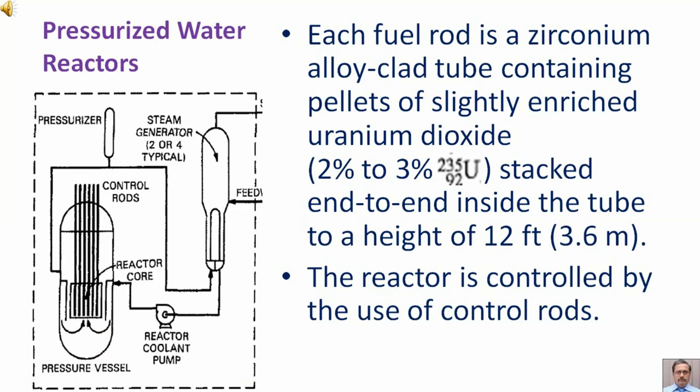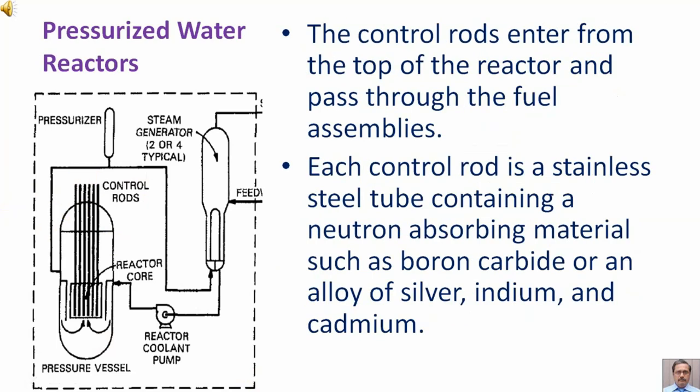The reactor is controlled by the use of control rods. The control rods enter from the top of the reactor and pass through the fuel assemblies. Each control rod is a stainless steel tube containing a neutron-absorbing material such as boron carbide or an alloy of silver, indium and cadmium.